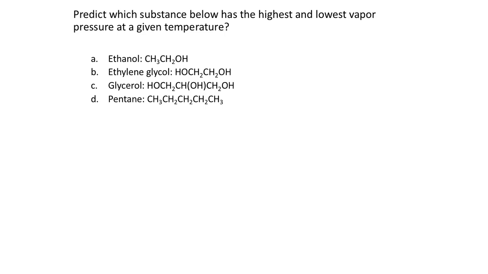So let's rank order here, or just predict which substance has the highest versus lowest. If we can rank order too, that'd be great. But take a second here to look through the choices and think which of these compounds you think has the highest versus the lowest vapor pressure at a given temperature.